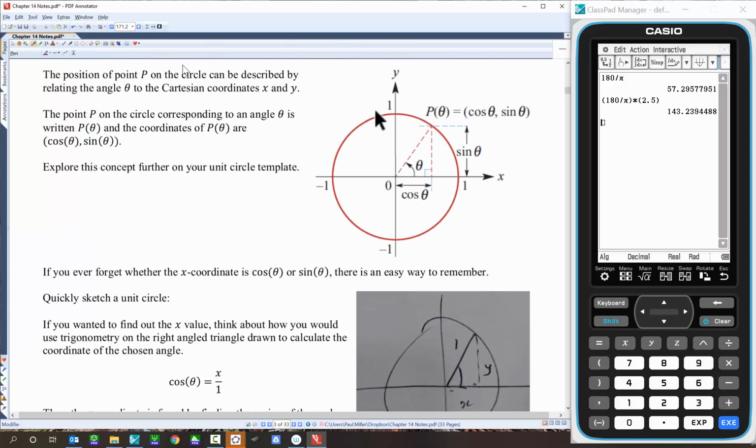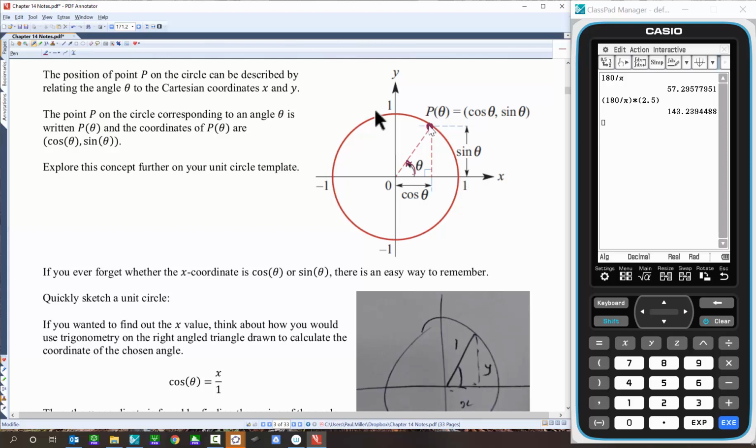All right, the position of a point P on the circle can be described by relating the angle theta to the Cartesian coordinates x and y. The point P on the circle corresponding to an angle theta is written P theta, and the coordinates of P theta are cosine theta and sine theta. Let's have a look at this and see what we're talking about here. Starting here, we want to open up an angle and get to this point on the unit circle. That's where we want to get to, right?